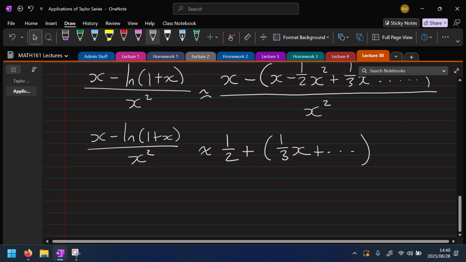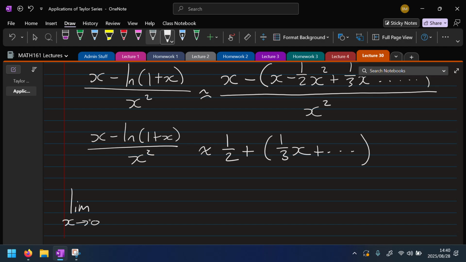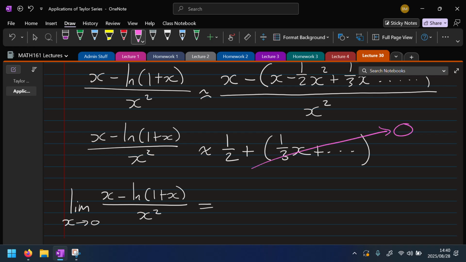Okay, so let's take the limit. So we're going to have the limit x goes to 0 of x minus the natural log 1 plus x over x squared is now equal to, because we're going to take x to 0. When x goes to 0, everything in that bracket there has an x. So all of those terms are going to go away. Okay, every single one in the bracket has some x with it. That goes away. What are we left with? 1/2. That's our limit value. Okay, and again, for homework, please check with L'Hopital's rule to see if you get 1/2 as well.